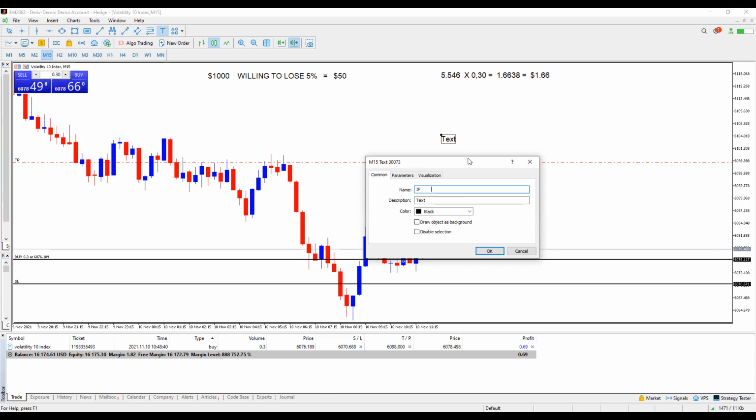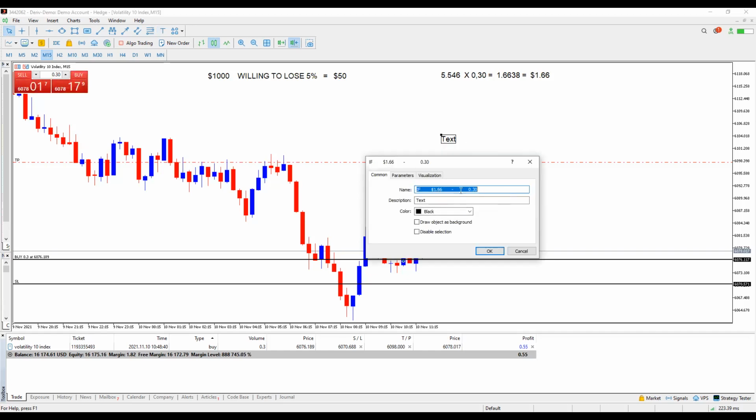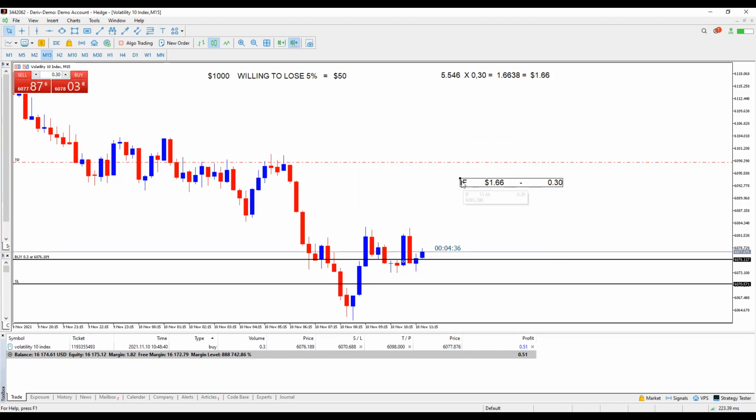So what you do is you say if $66, right? If $66 is directly proportional, because we are saying that $66 is made out of us using 0.30 lot size, right? Let me copy, guys. It's supposed to go here. Right. Beautiful. If $66 gives us what? 0.30. $66 is made up of 0.30 lot size.